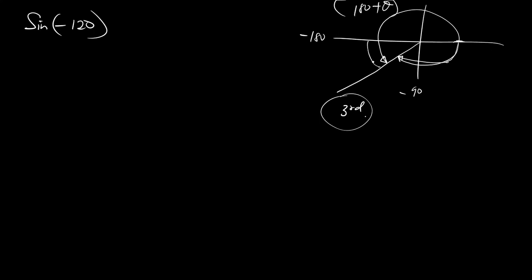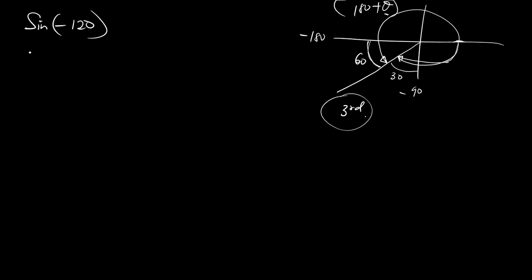Now, if you look at it thoroughly, from here to here is 30. So when here is 120, for you to get to 180, what will you subtract? You subtract 60. So 120 minus 60 will give you 180. So here is 60 degrees. The acute angle is 60.